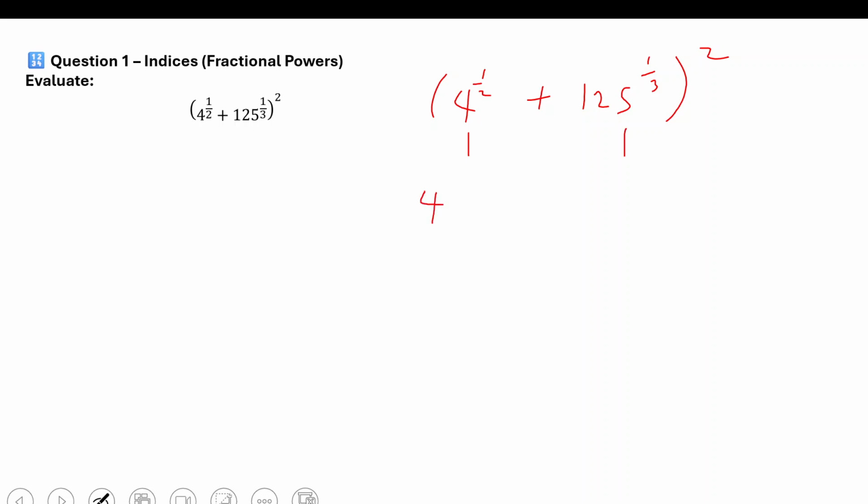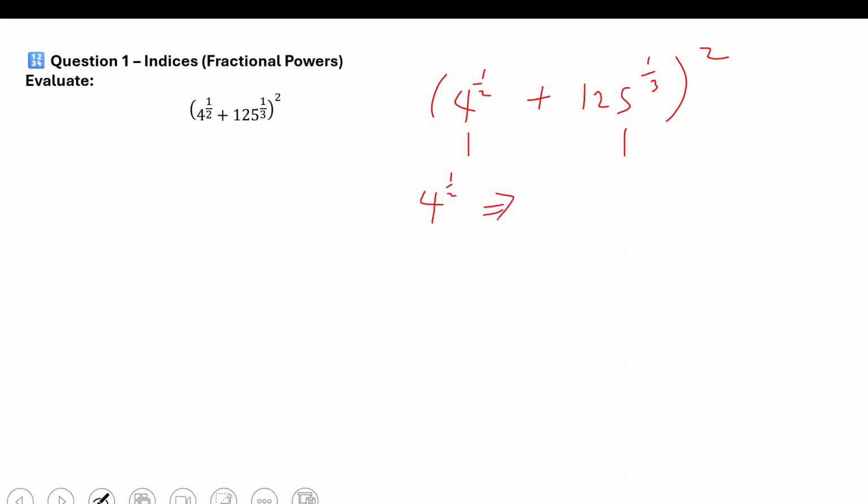First question here is on indices, fractional powers. Now I have this question: evaluate, open bracket, 4 raised to the power 1 over 2 plus 125 raised to the power 1 over 3, all squared. Agree with me that there are two terms inside this bracket, this term and this term. So I can individually solve for 4 raised to the power half.